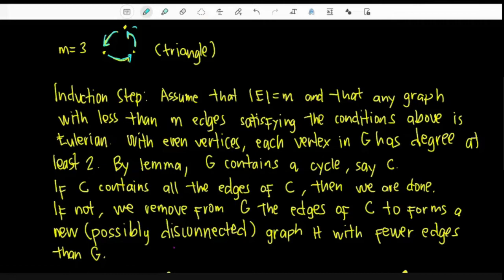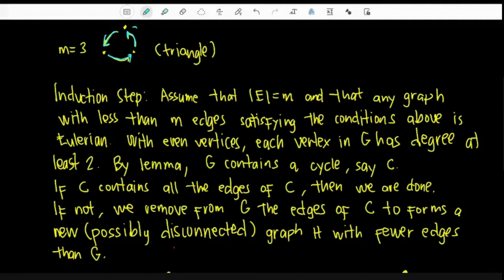Meaning, for all graphs with fewer than m edges satisfying the condition that the number of edges incident to each of its vertices is even, meaning the degree of the graph is even, then we will show that our graph with m number of edges must also be Eulerian.